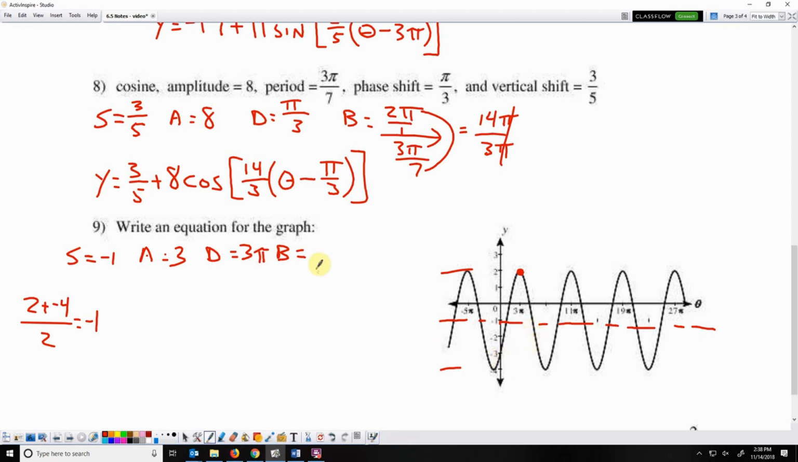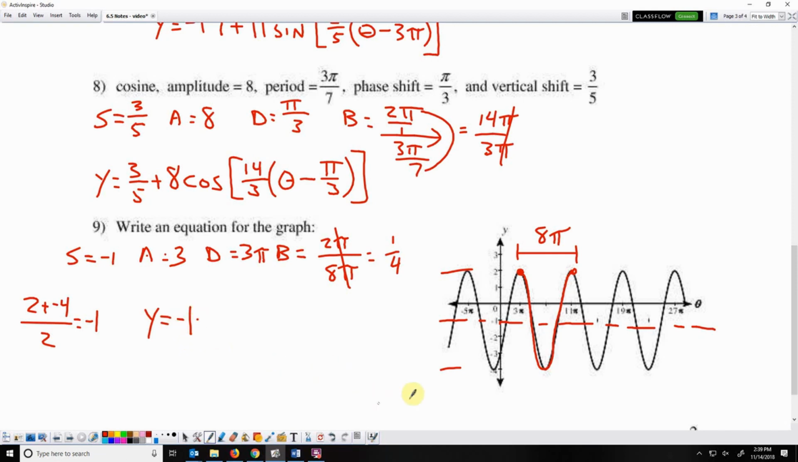Okay, so next I need b, which is 2 pi over the period. So after I complete one cycle, I'm right here. From 3 pi to 11 pi is 8 pi. That's my period. So I get a b of 1/4. So y equals sinusoidal axis.